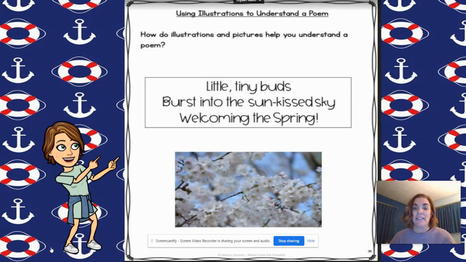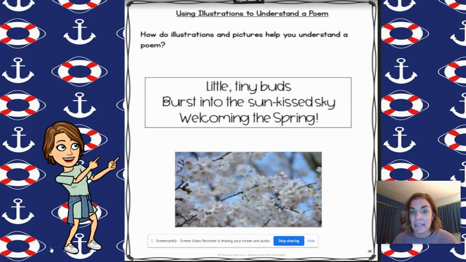Little tiny buds burst into the sun-kissed sky, welcoming the spring. Now take a moment and look at that picture. How does that picture help you understand the poem? Listen carefully again as I read it to you.